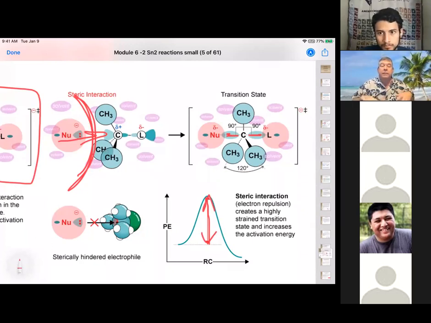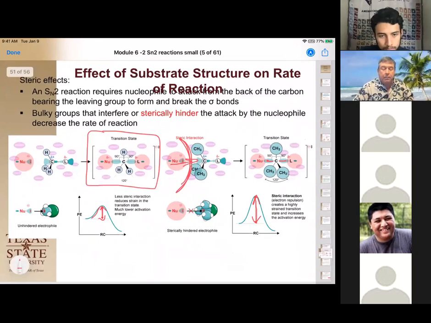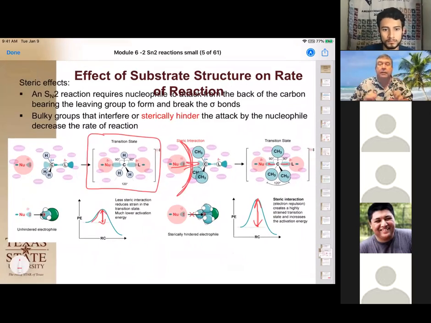And so if we look at sterics as a function of electron repulsion, we need a lot more energy to get into the system to make it go. And so the sterics are driven by energy. And we can see it in that activation energy in the coordinate diagrams.